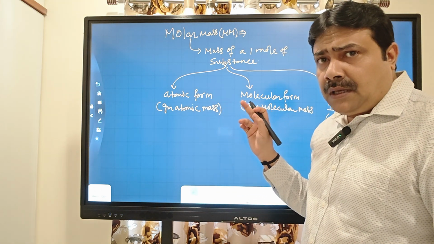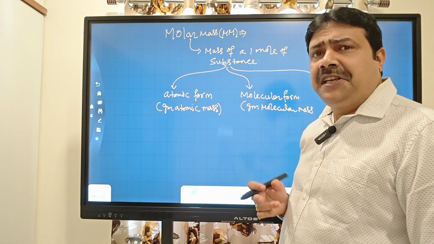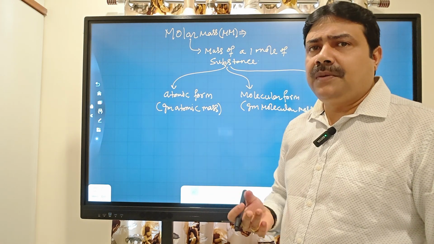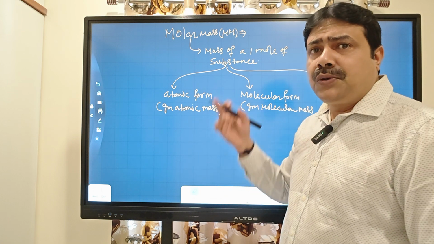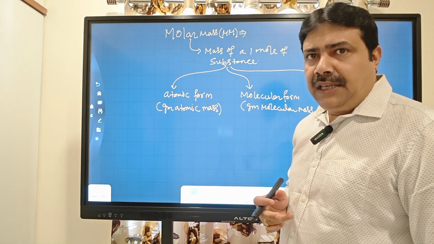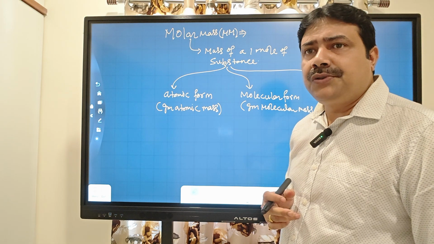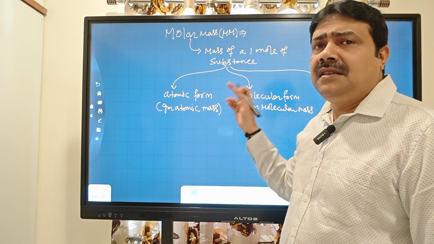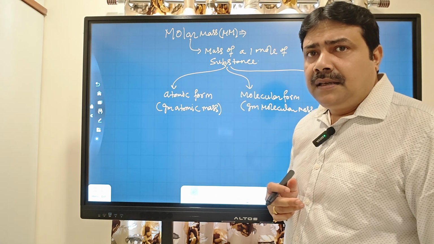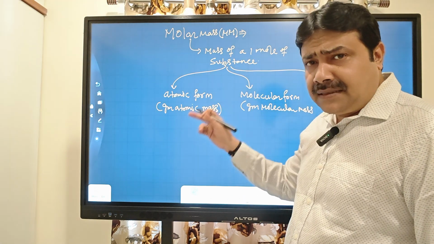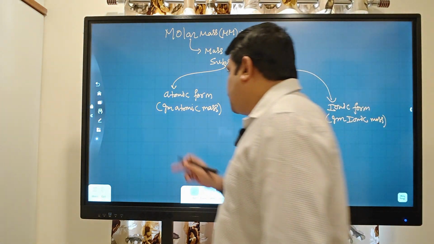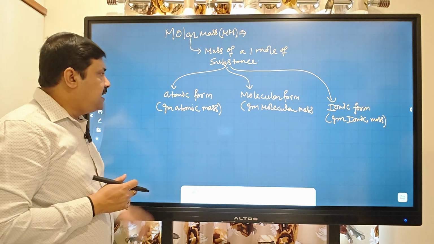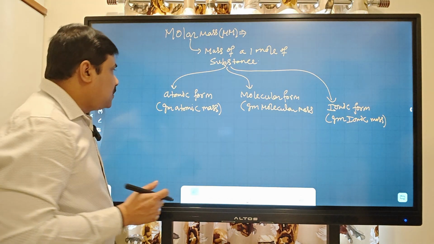Yes or no? So the substance can be present in 3 different forms. What are they? Atomic form, molecular form, or ionic form. If it is in atomic form, we call it gram atomic mass. If the substance is in molecular form, we call it gram molecular mass. If the substance is in ionic form, we call it gram ionic mass. Let us go one by one. So, if the substance is in atomic form, then we call it gram atomic mass.